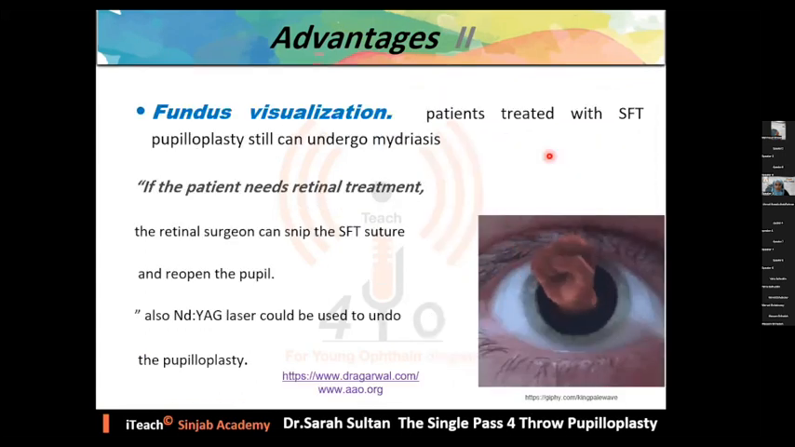Fundus visualization: a patient treated with pupilloplasty can still undergo mydriasis, but pupillary dilation in an SFT-treated eye is less than that of untreated eyes. If the patient needs retinal treatment, the retinal surgeon can snip the SFT suture and reopen the pupil, or use YAG laser to undo the pupilloplasty.